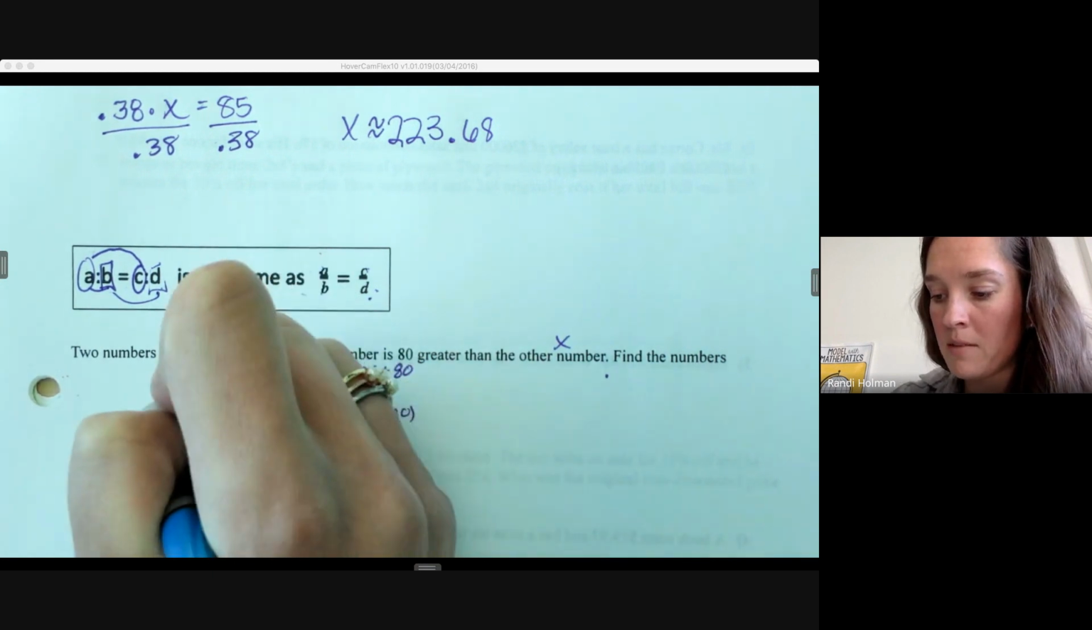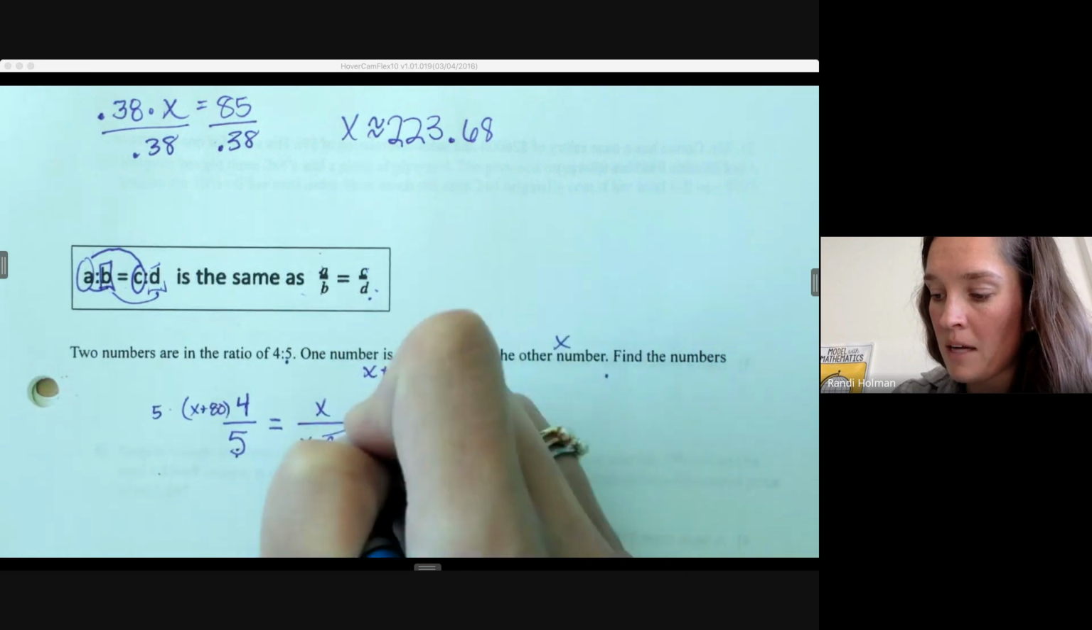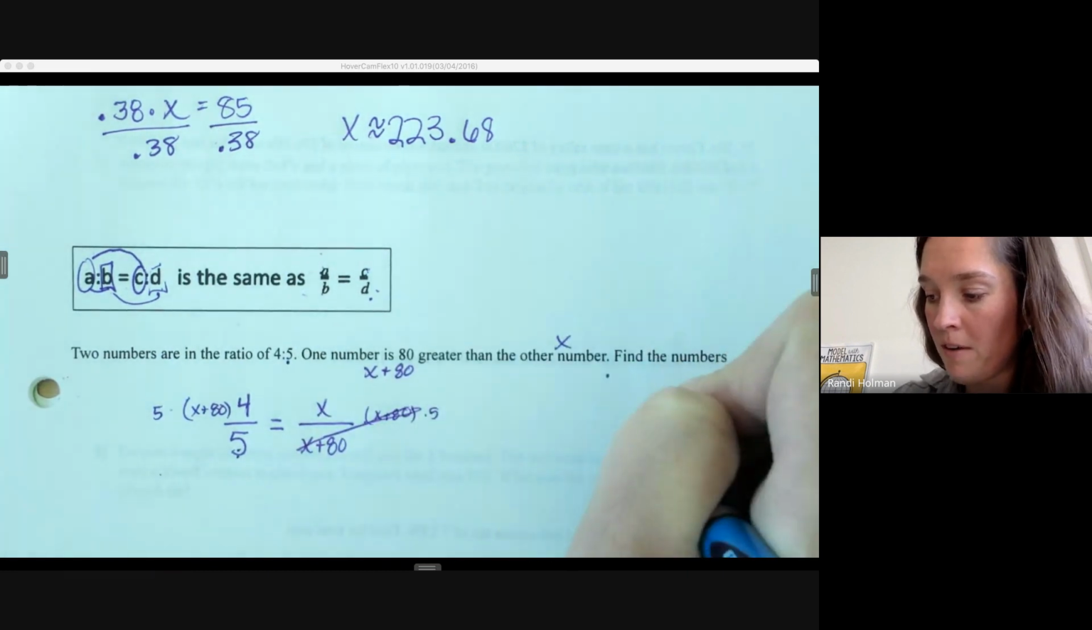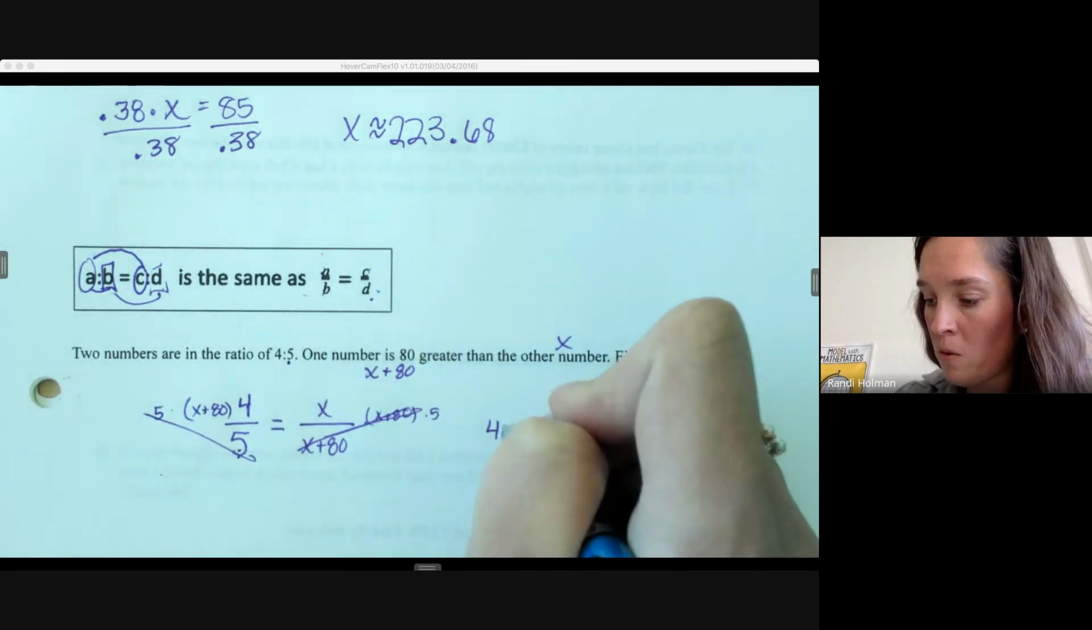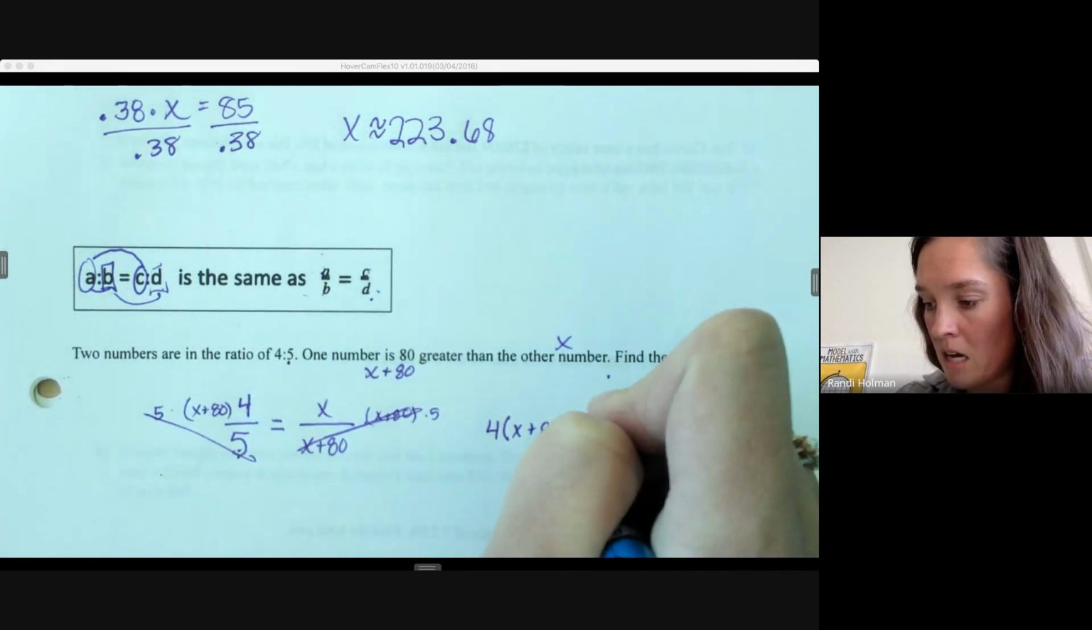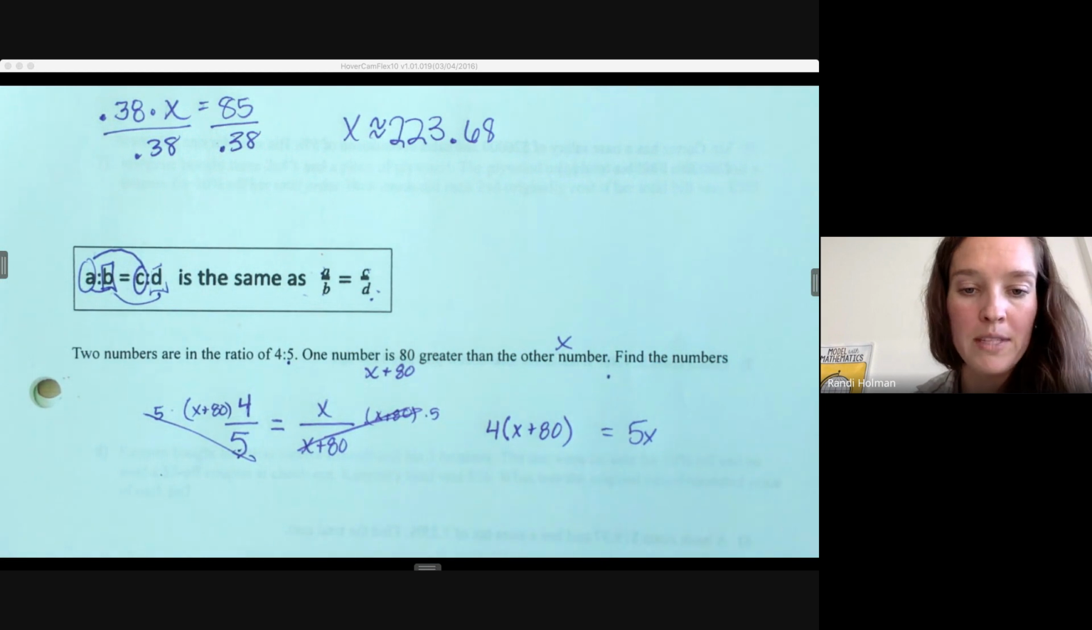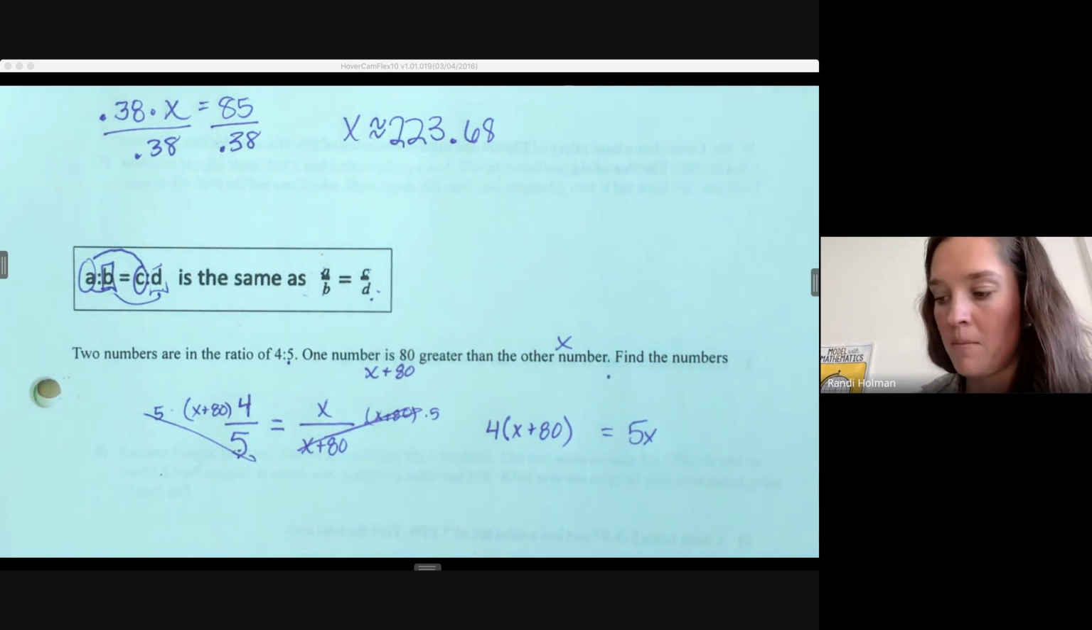And multiply both sides by 5. Here, my x plus 80s cancel out, and I'm left with 5x. Here, my 5s cancel out, I'm left with 4 times x plus 80. Make sure you do put that in parentheses. We need to multiply that 4 by that whole thing that we're multiplying by.